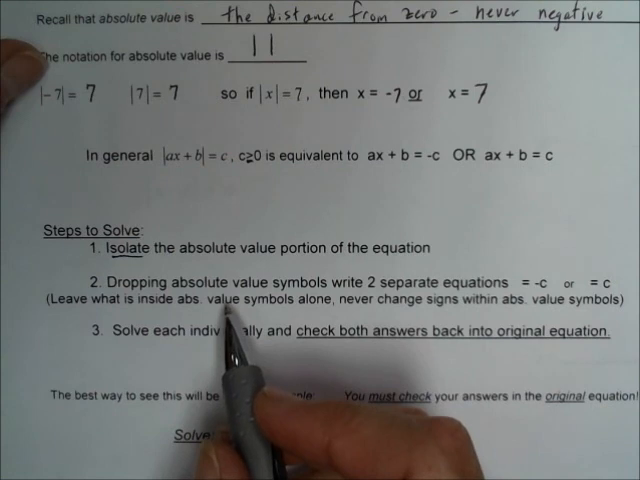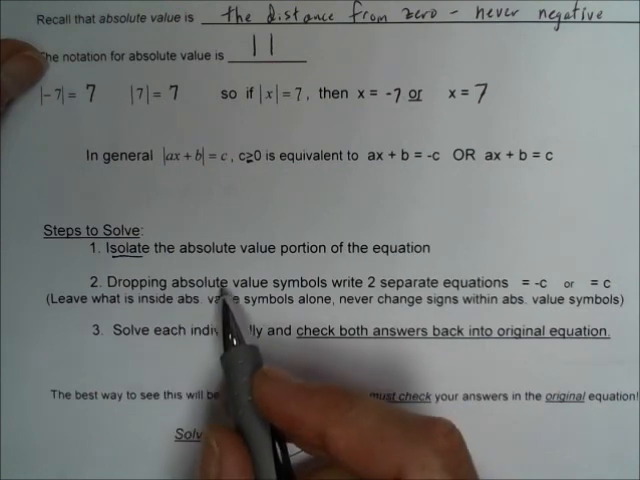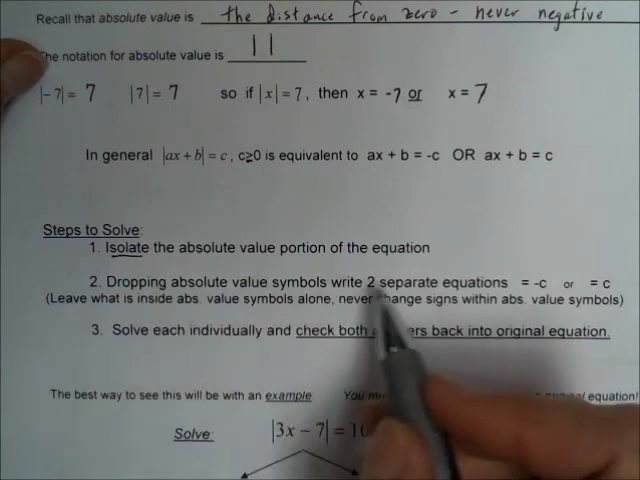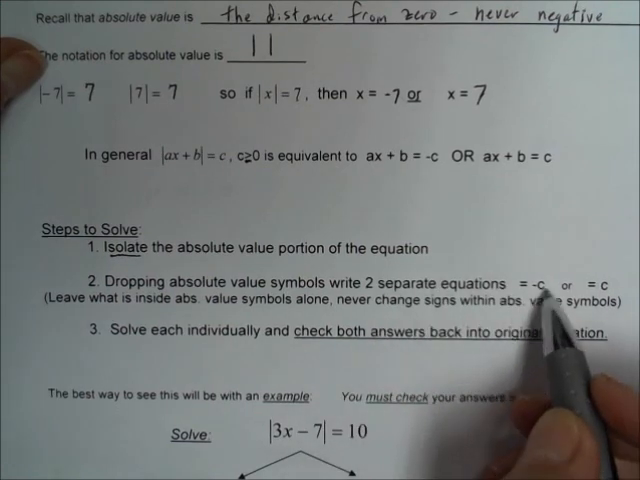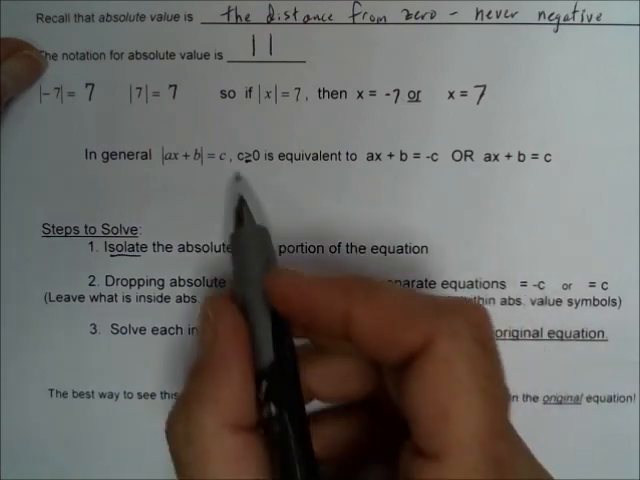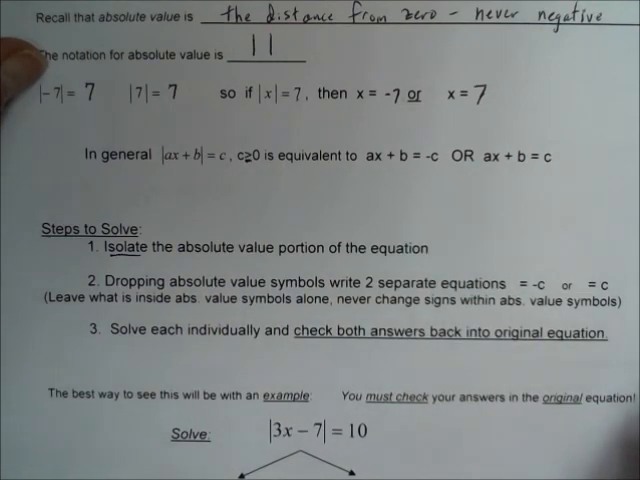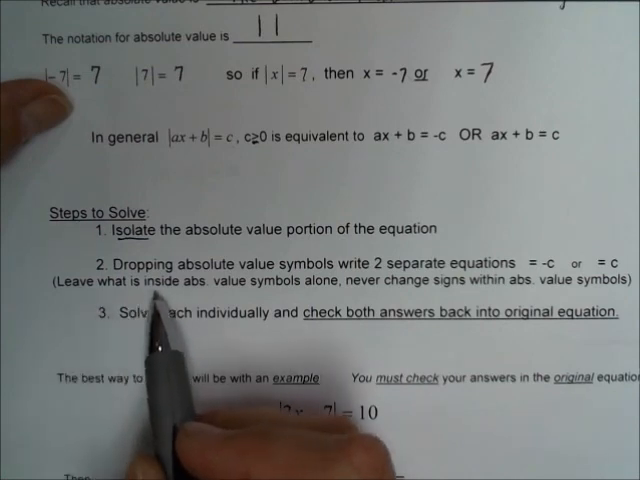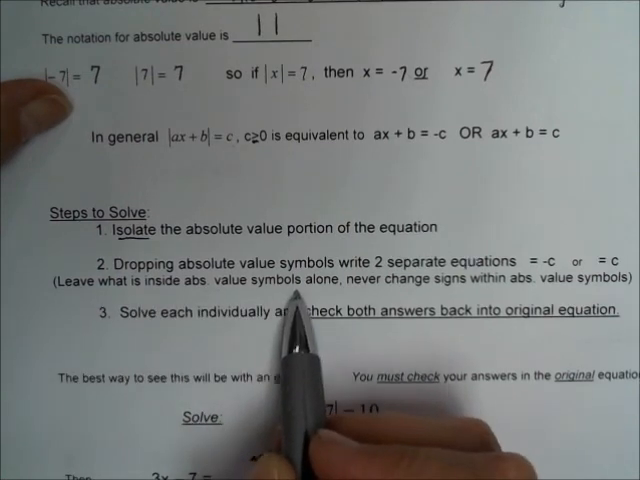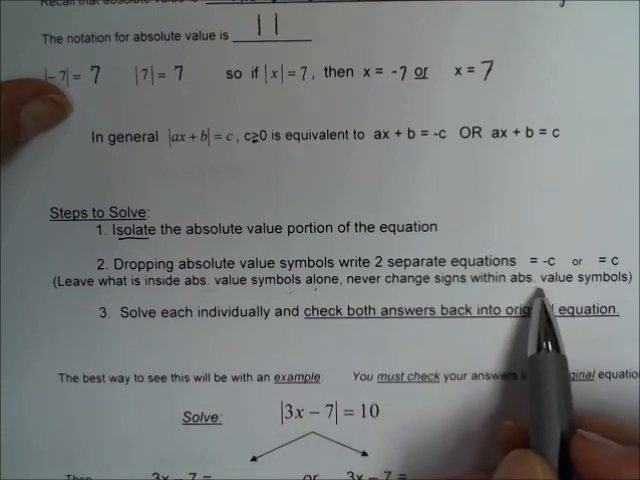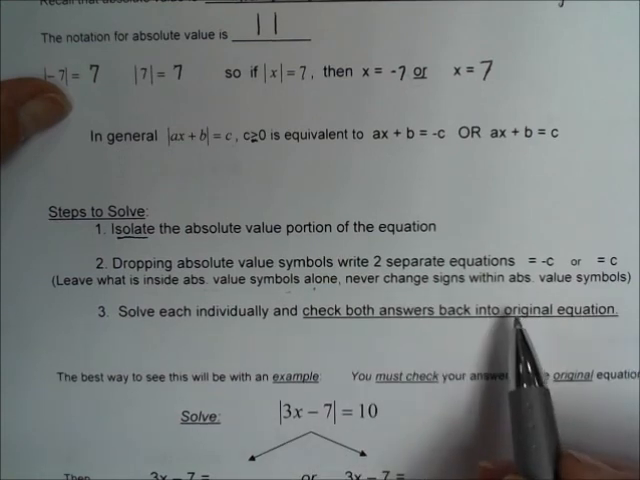And then step 2 is you just drop the absolute value symbols. That just means you get rid of them. And then you're going to write two separate equations. First of all, whatever's inside, you're going to set it equal to negative, and then you're going to set it equal to the positive value of whatever's on the right-hand side of the equation. So what that really means is leave what is inside the absolute value symbols alone. Don't ever change signs of whatever's inside the absolute value symbols. You just leave those alone.